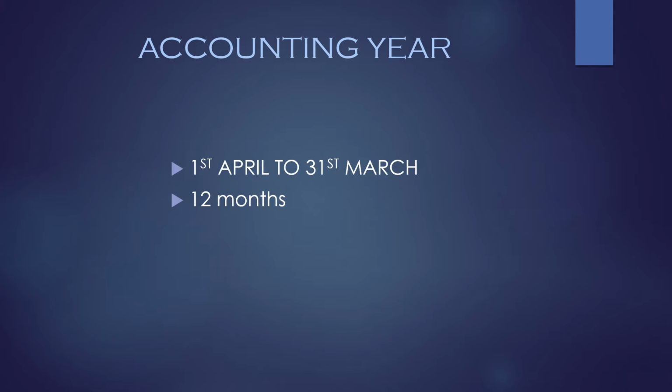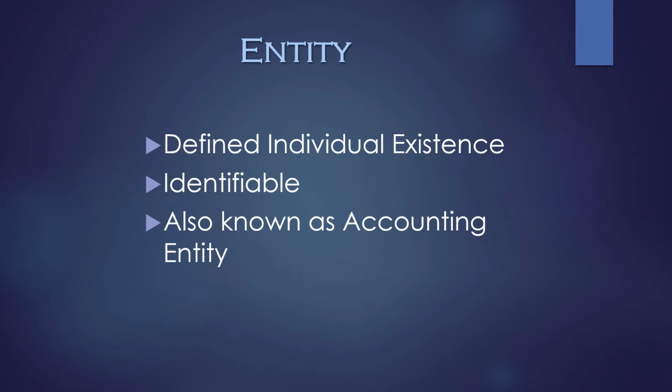Accounting year is very simple to understand, like how we have January to December as a calendar year. Similarly, for the process of accounting, a year is defined by 1st April to 31st March. That is a period of 12 months for the process of accounting to be carried out. That is opening the accounts on 1st April and closing the accounts on 31st March to analyze the financial position of the business. Next is entity.